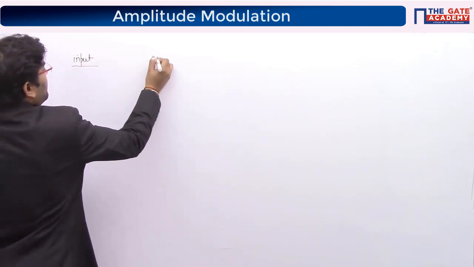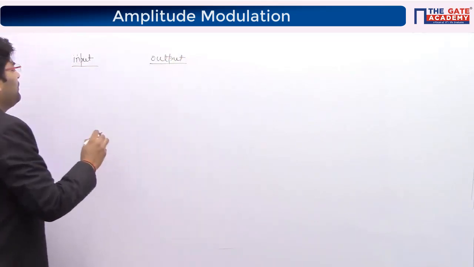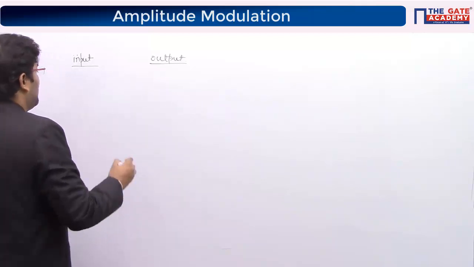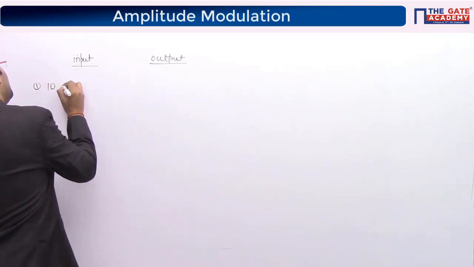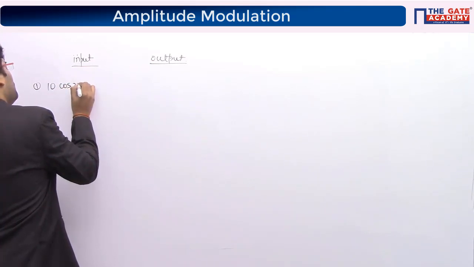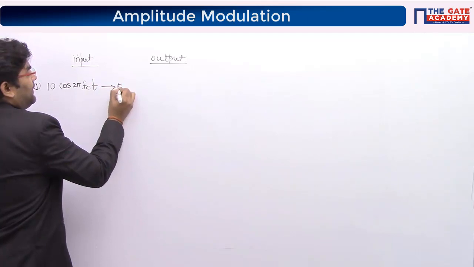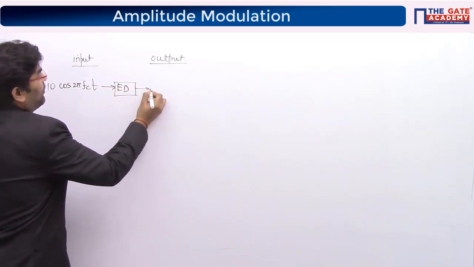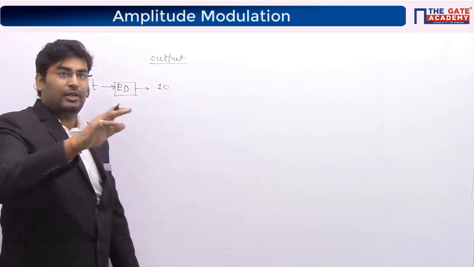Input, output. What I am going to ask you is: when you give these signals to the input of an envelope detector, what is the output? First one, if you give any signal, let's say 10 cos 2 pi fc t, to the envelope detector (ED), what output do you get? Output would be, guys, only 10. The envelope is 10, the constant line.